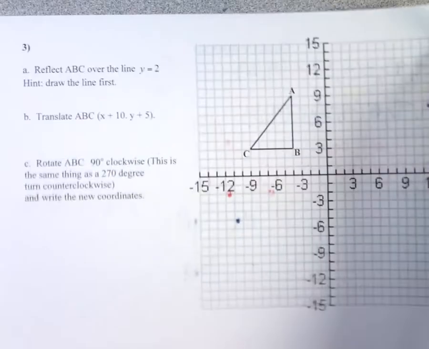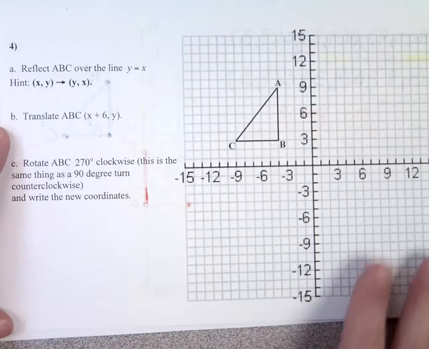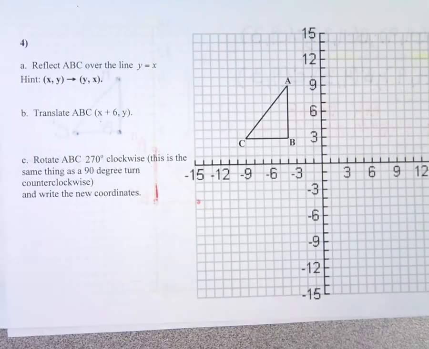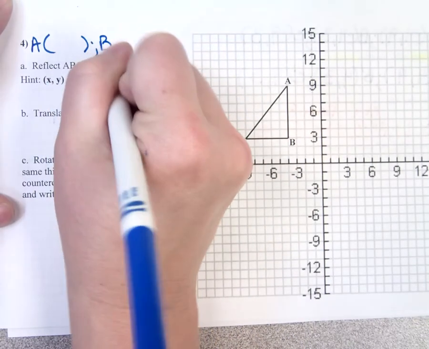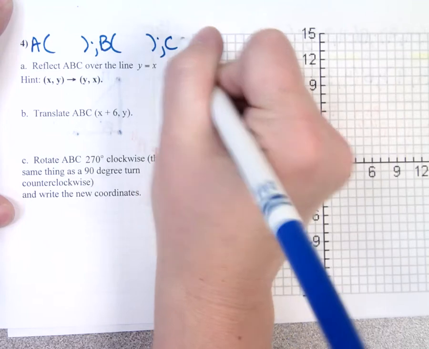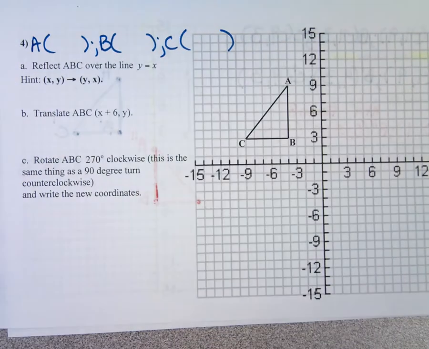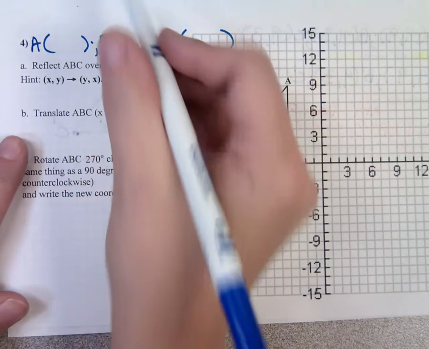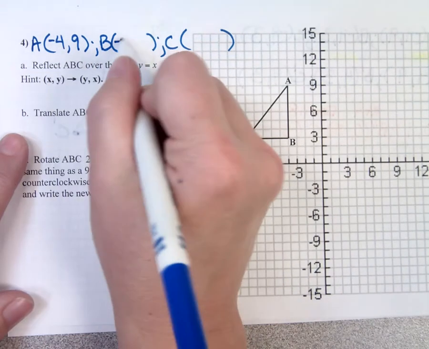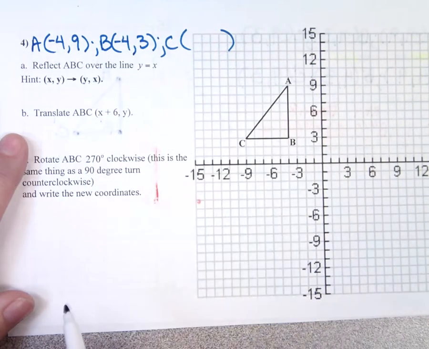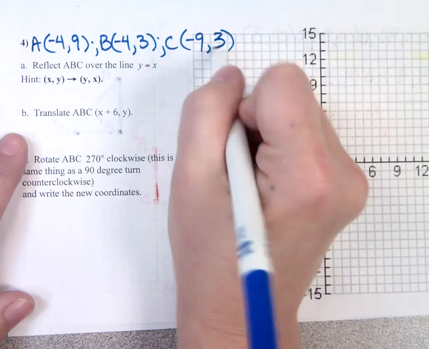I'm skipping the next one, number 3, and I'm going down to number 4. I do want to write down all of the original points again. So, can you tell me once again, what's that A you see right there? I know it's the same as all the other pictures. So, -4, 9. -4, 3 for the B, and negative 9, 3 for the C.